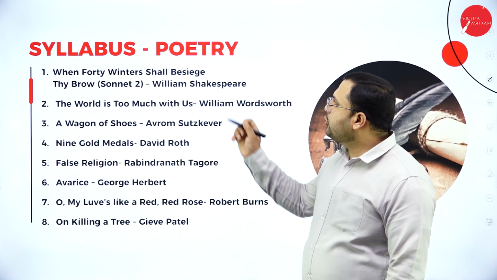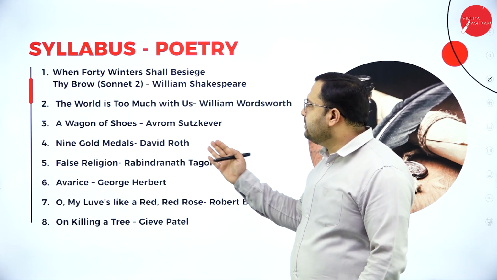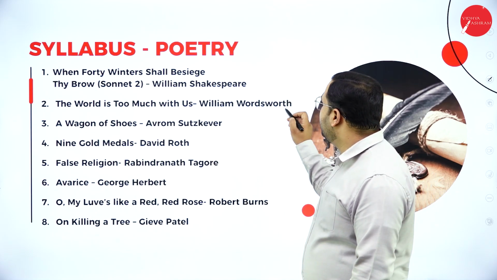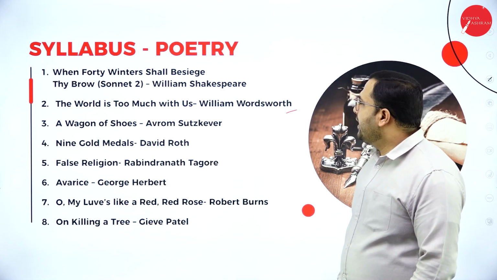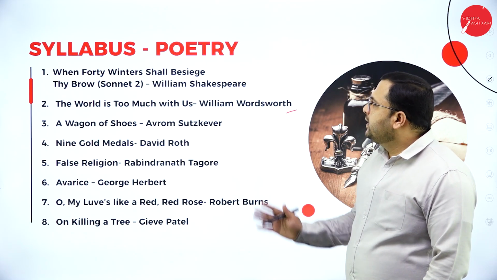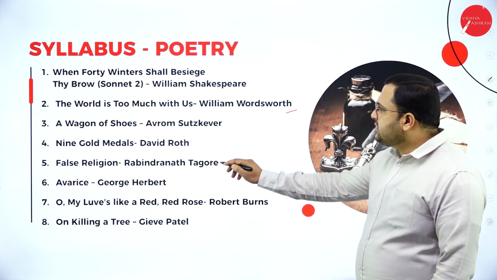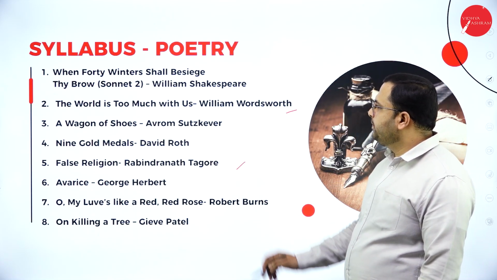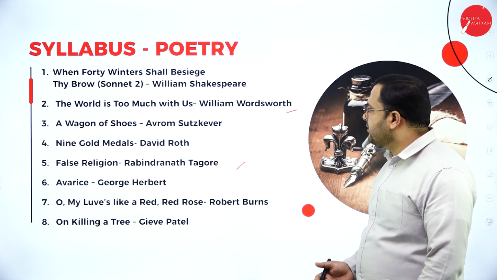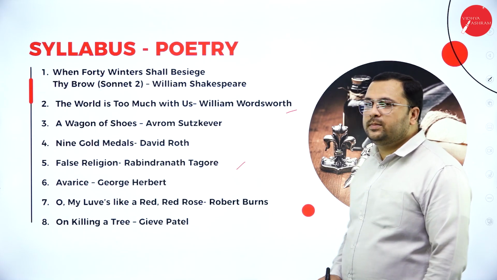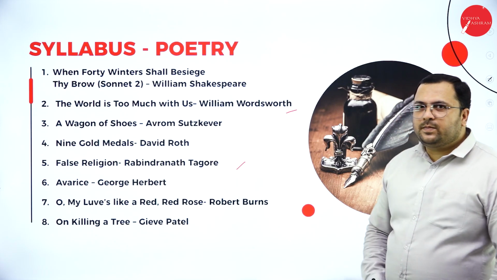First poem is When Forty Winters Shall Besiege Thy Brow by William Shakespeare. The second one is The World Is Too Much With Us by William Wordsworth. Third one is A Wagon of Shoes by Avrom Sutzkever. Fourth one is Nine Gold Medals by David Roth. Fifth one is False Religion by Rabindranath Tagore. Avarice by George Herbert. O My Love's Like a Red, Red Rose by Robert Burns. Eighth one is On Killing a Tree by Gieve Patel.